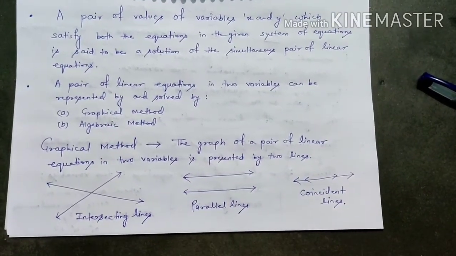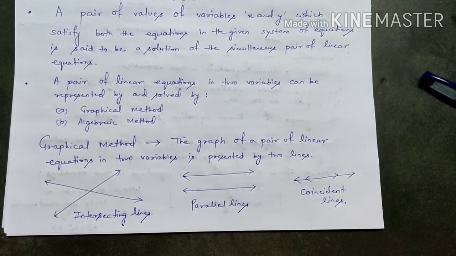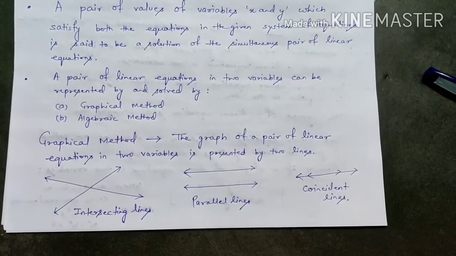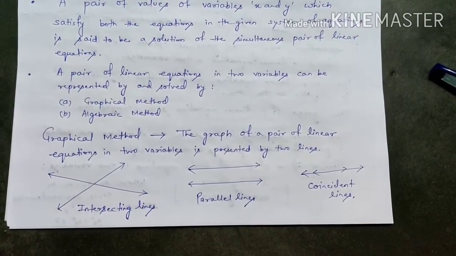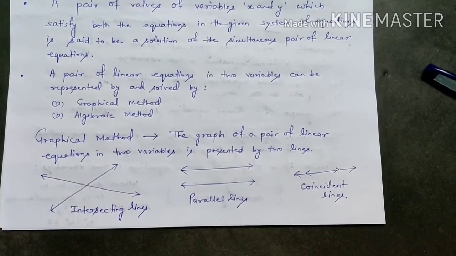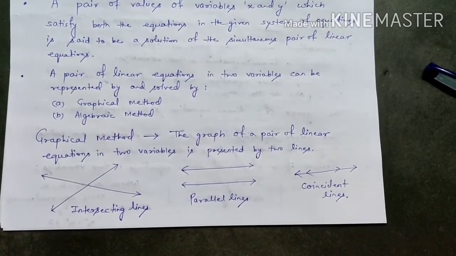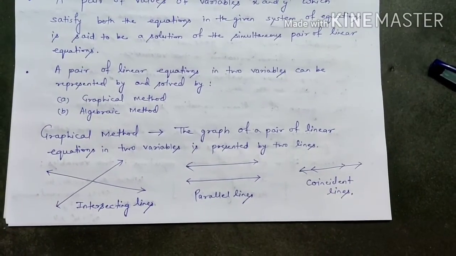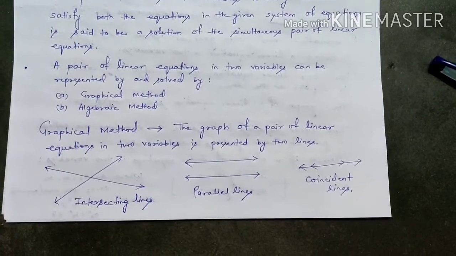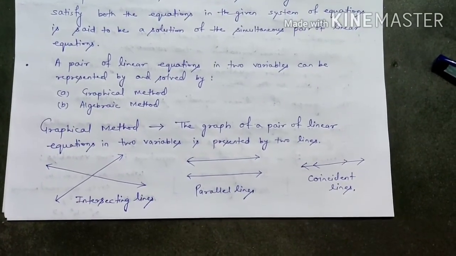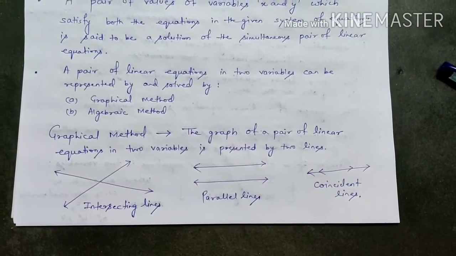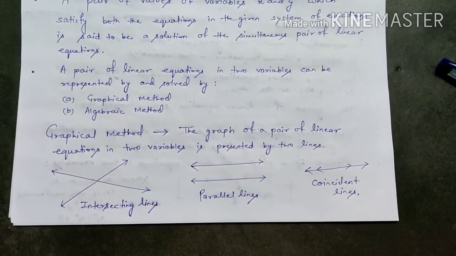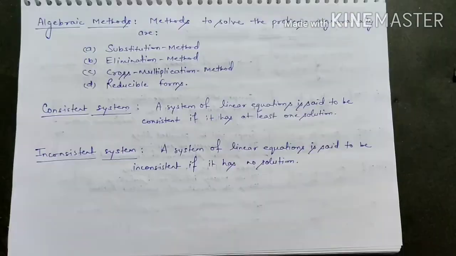Now in the graphical method, the graph of a pair of linear equations in two variables is represented by a set of two lines. If the lines intersect at a particular point, they are called intersecting lines. If the lines are parallel, they are called parallel lines. If they overlap each other, they are called coincident lines. So the graphical method will represent three sets of lines: intersecting when they intersect each other; if they do not intersect, they meet at infinity, that is they form parallel lines; and if they overlap each other they form coincident lines.